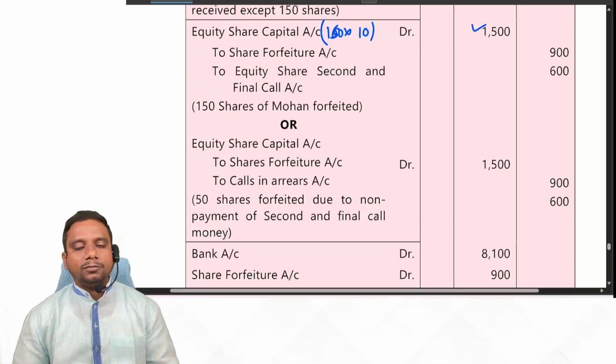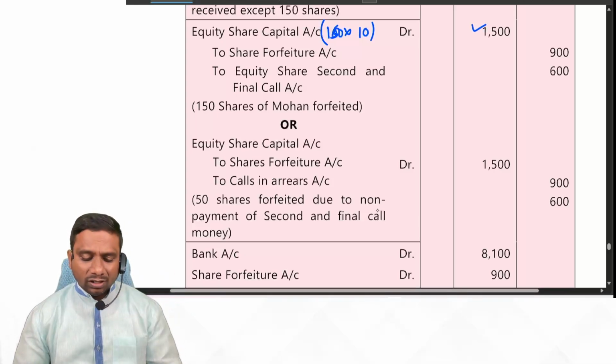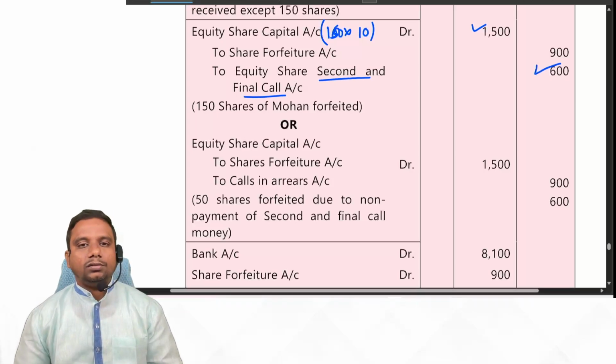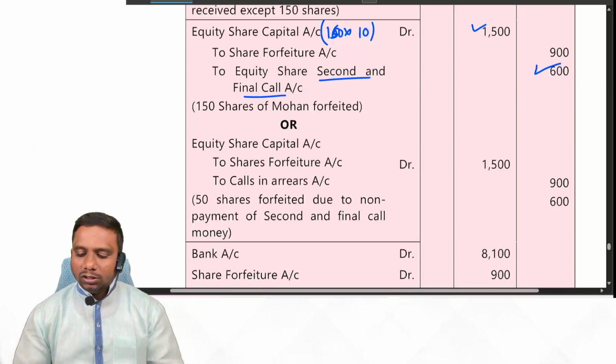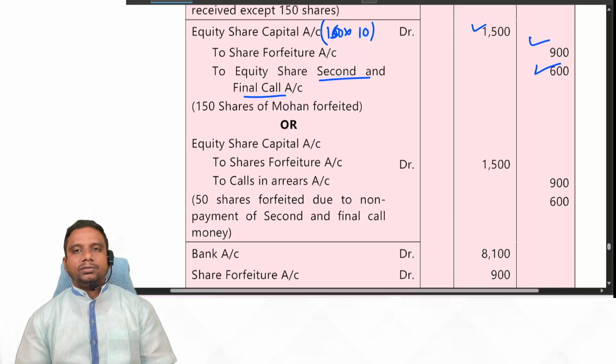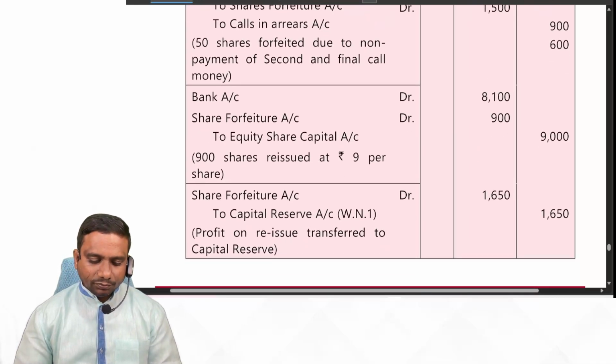How much amount we haven't received? 600 rupees. So equity share second and final call, and the received amount transferred to balance.